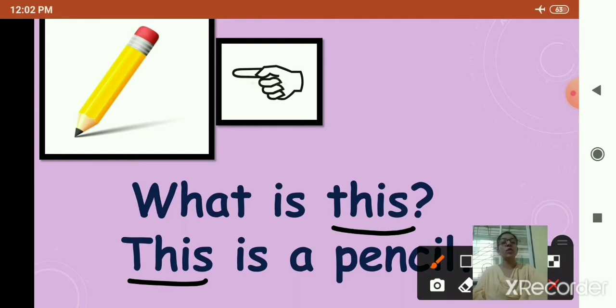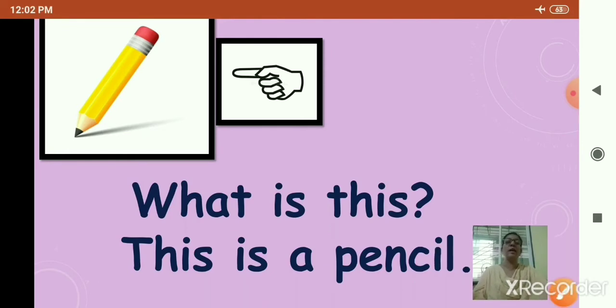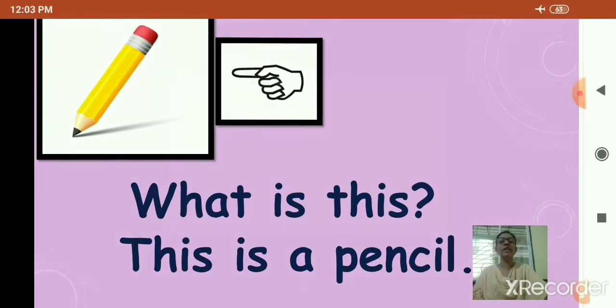In the question also we have used this, and in the answer we have used this. Why did we use this? Because the object is near to you. That's why we use this in the question and in the answer too. Now, we will go to the next example.